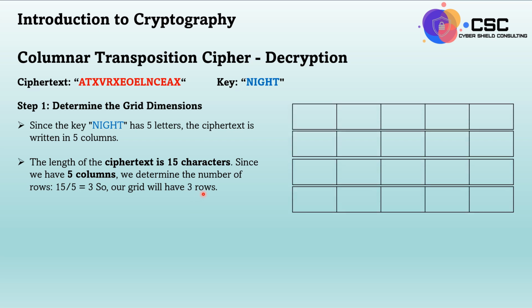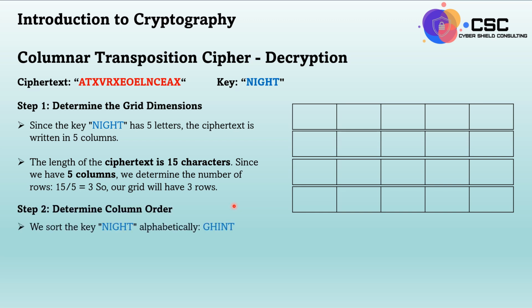So here we have the grid created. I have the first row, this is for the key, and then I have 3 rows as per this calculation for the cipher text. And then we'll determine the column order. We sort the key NIGHT alphabetically: GHINT.